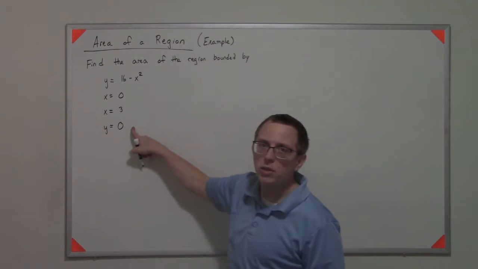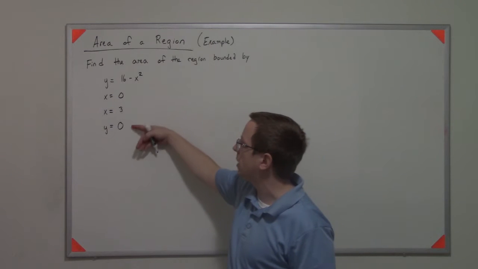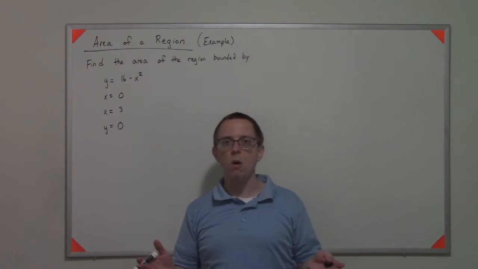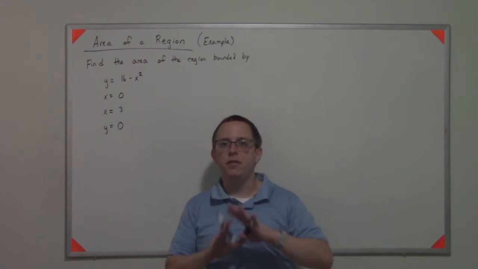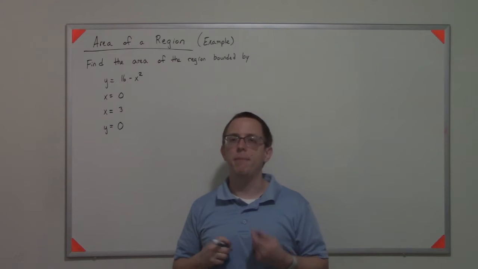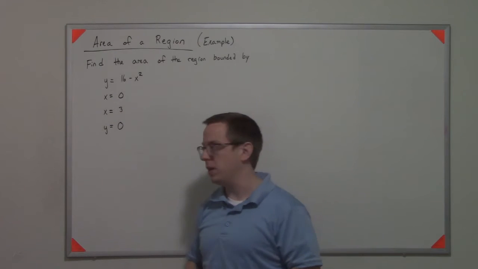So all three of these are straight lines. These are vertical lines. That's a horizontal line. And this is a curve. So what we want to do is draw all of these together and figure out what region we're talking about, and then set up an integral that makes sense to compute the area of that region.